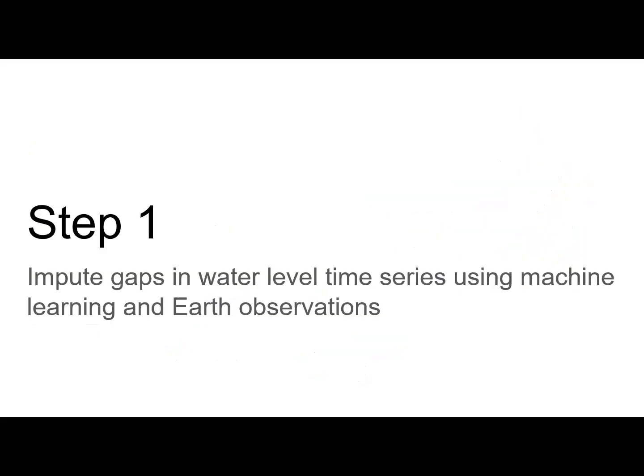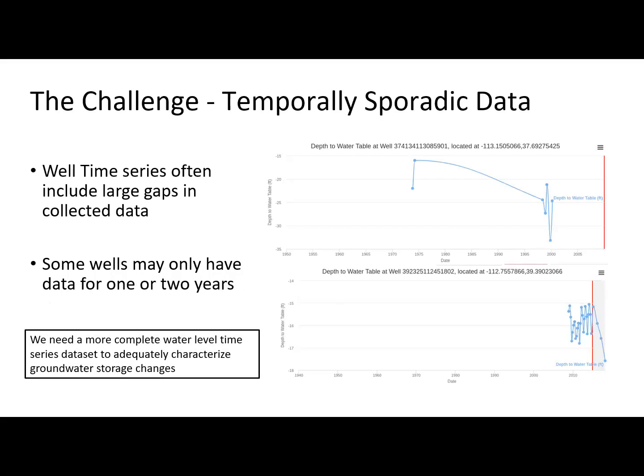So next we're going to dig into that and look at each of those steps in that process more carefully. Step number 1 is impute gaps in water level time series using machine learning and Earth observations. So the issue here is, in many cases, historical water level data can often have long gaps of many years without a measurement.